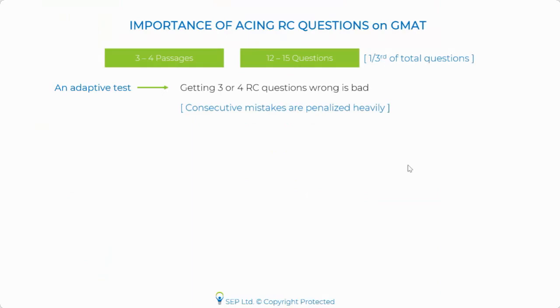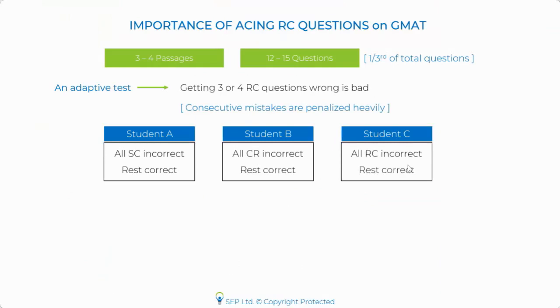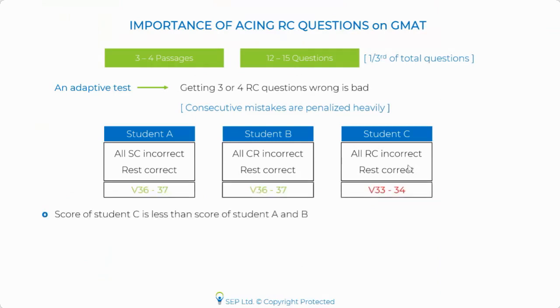One mistake, your algorithm goes 1 notch down. 2 mistakes, it goes 3 notches down. We've conducted experiments, we've gathered data, and let's say you have 3 students. Student A makes sure that all SC are incorrect and the rest are correct, another makes sure all CR are incorrect and the rest are correct, and somebody else ensures that all RC are incorrect and the rest are correct. Look at their scores, look at the difference. You can see that the student who gets all the RCs incorrect scores much lower than student A and B.